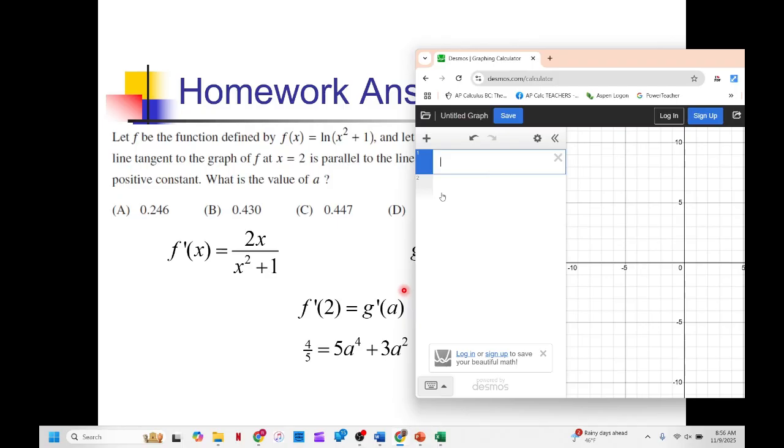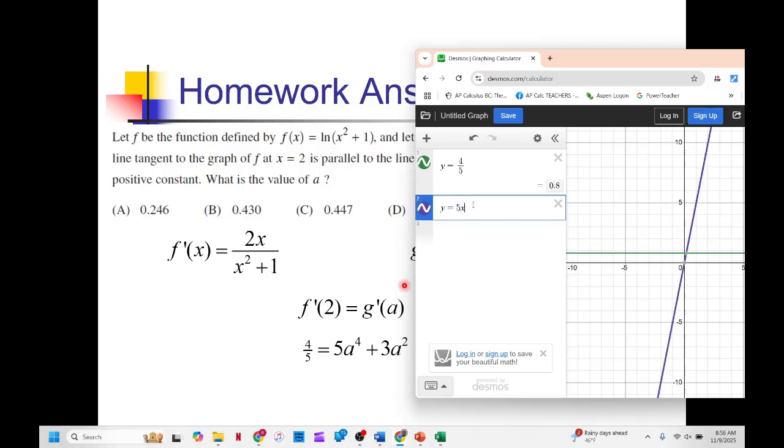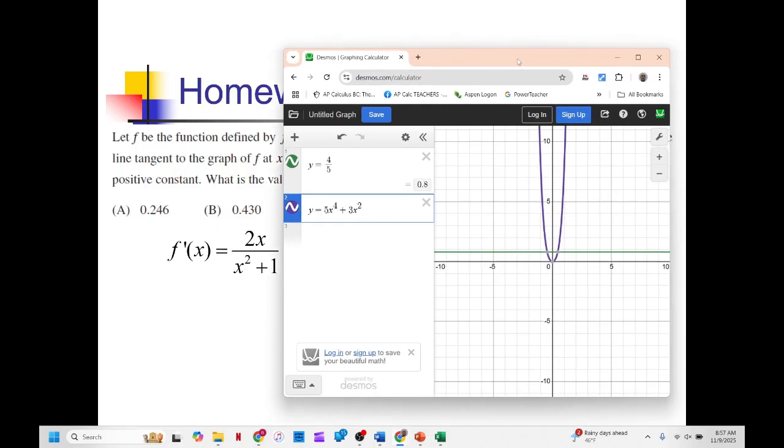So I'm going to have y equals 4/5. And now let me also do y equals, and I can't use a, I have to use x, just the way Desmos works. So we'll do 5x to the 4th power plus 3x squared. And I just need to see where these two graphs intersect. Now they wanted a positive value of a, so I don't have to worry about this intersection over on the left. So it's just the one on the right that I want to see here.